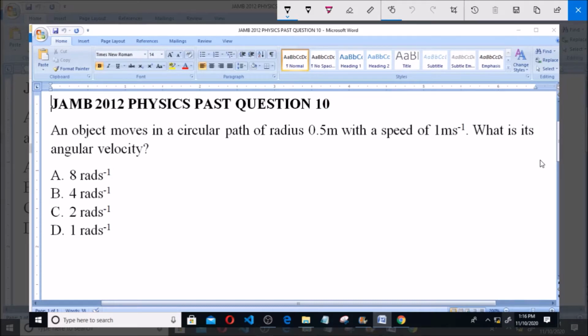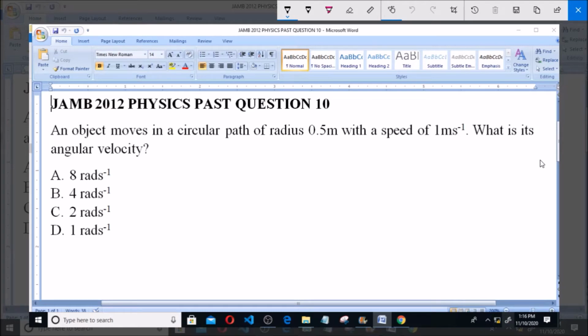An object moves in a circular path of radius 0.5 meters with a speed of 1 meter per second. What is its angular velocity? A. 8 radians per second. B. 4 radians per second. C. 2 radians per second. D. 1 radian per second.